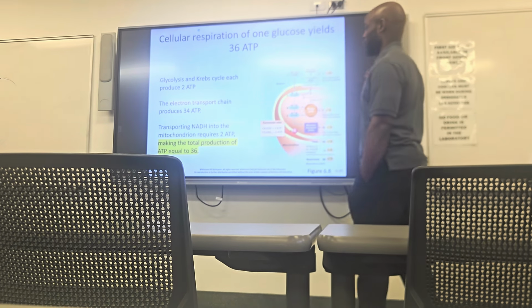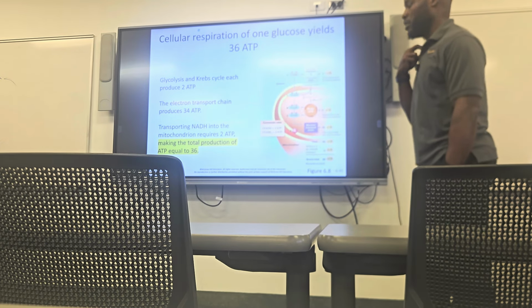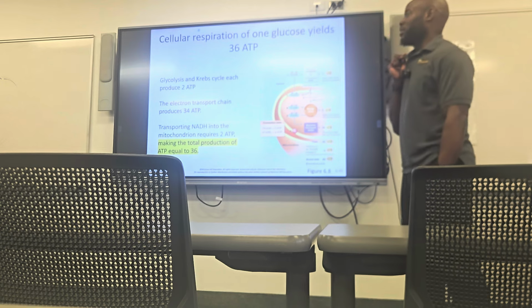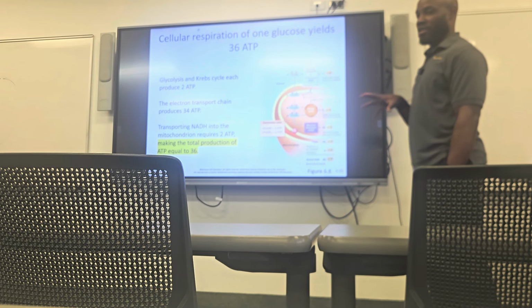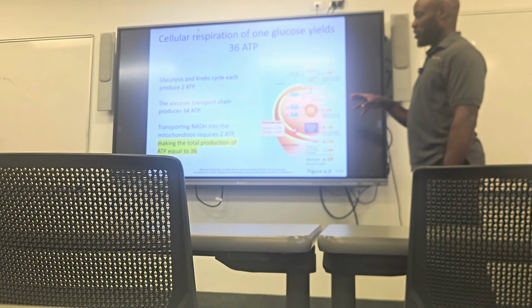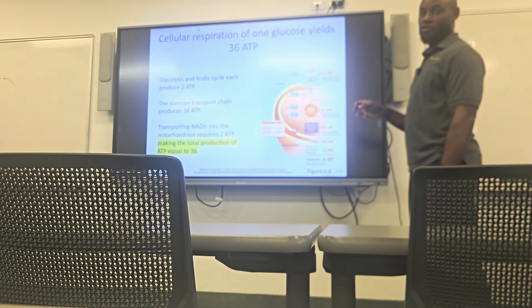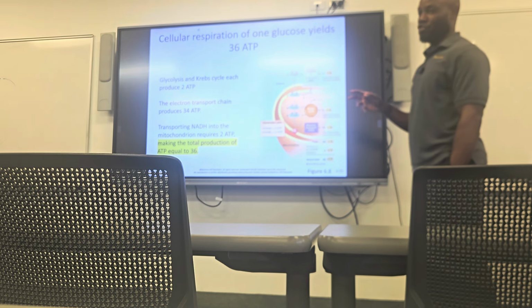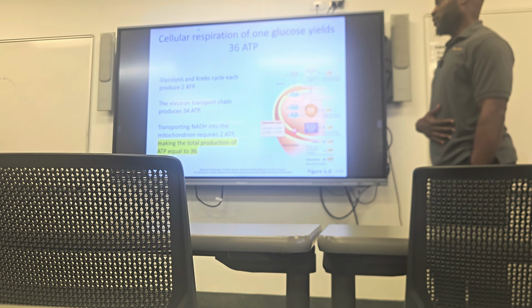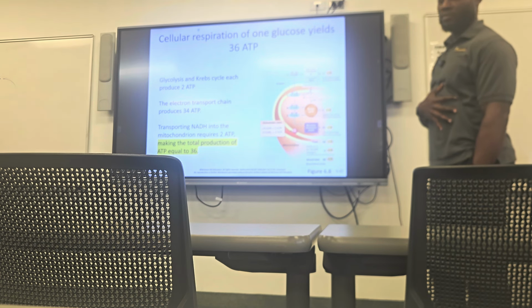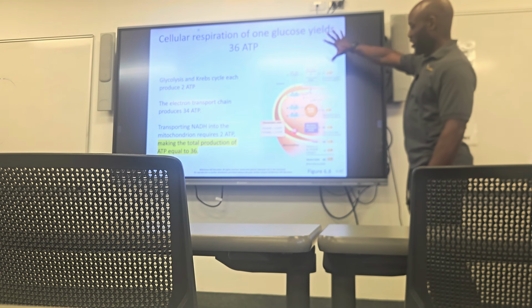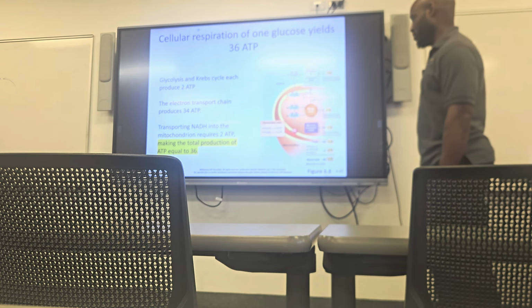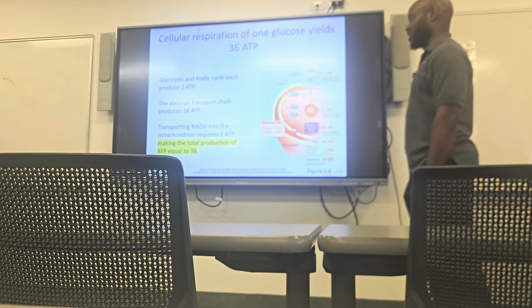All right, so we get a total of 36 ATP in that whole process. Glycolysis can happen without oxygen. Krebs cycle needs oxygen. 2 ATP. Electron transport chain needs oxygen. 34 ATP. 34 plus 2, 36 total. All right? Just need to understand this concept.